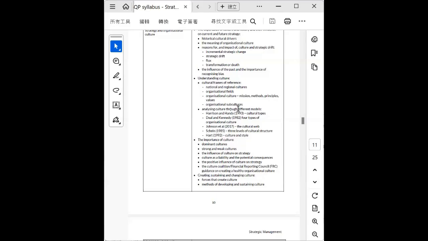Johnson's cultural web defines six interrelated elements that shape the organization culture. These are stories, rituals, symbols, power structures, organization structures, and control systems. So you need to memorize these specific terms and apply them to cases. Stories reflect the organization's histories and heroes. For example, Microsoft employees recount Bill Gates' early innovations to reinforce the culture of technical excellence.